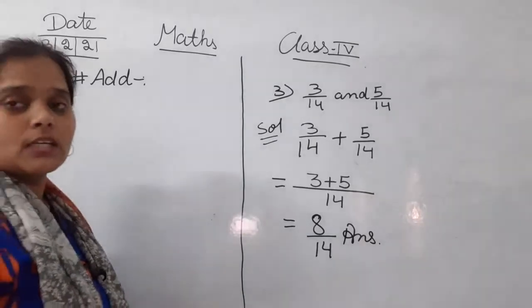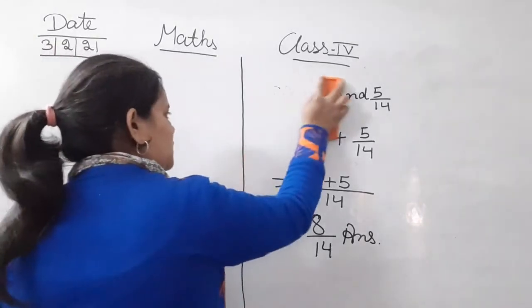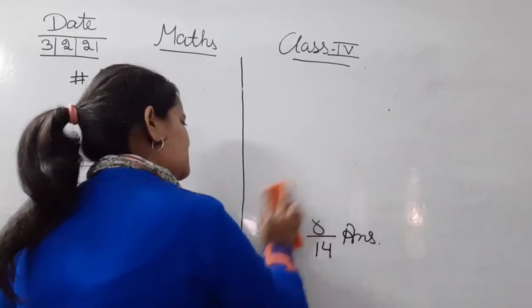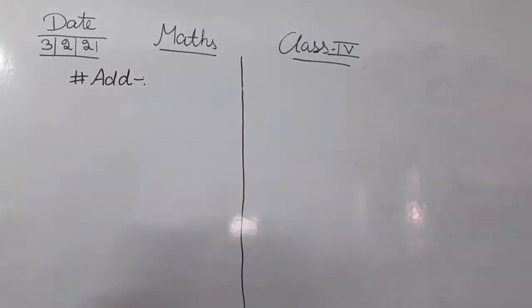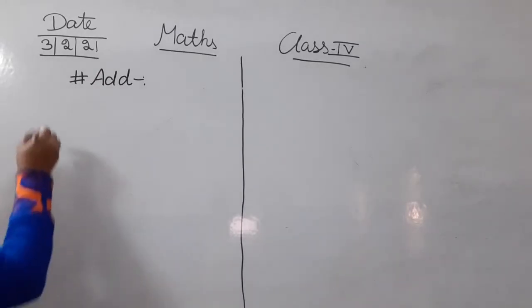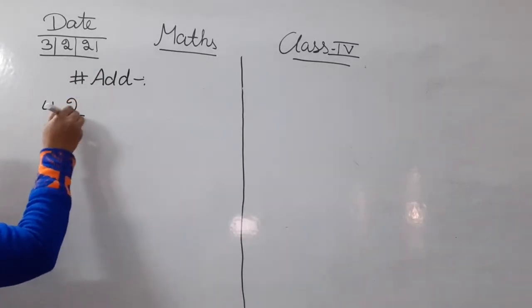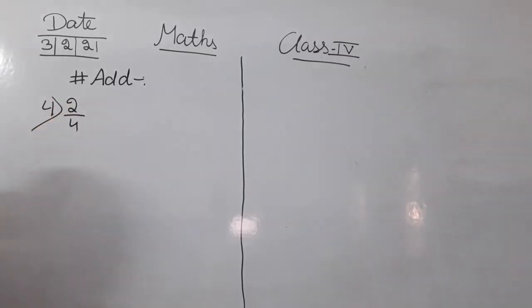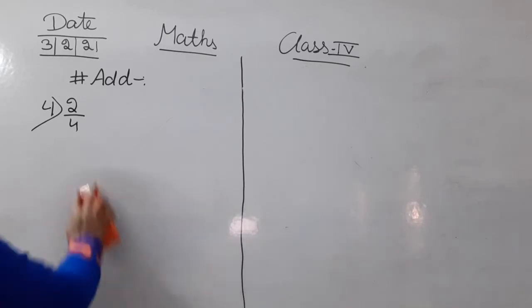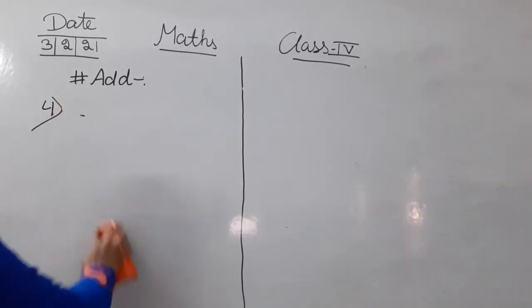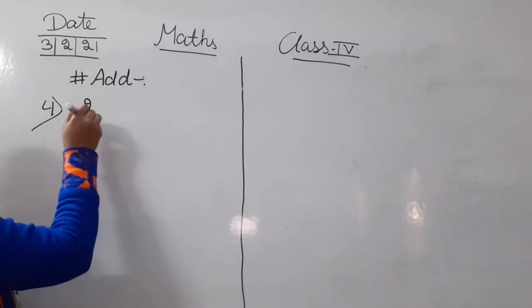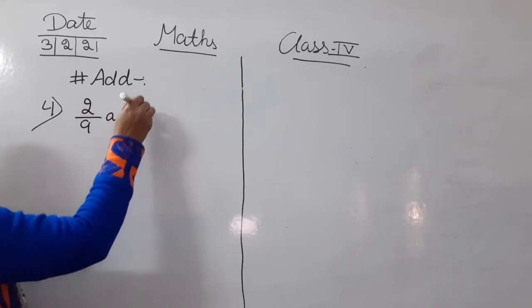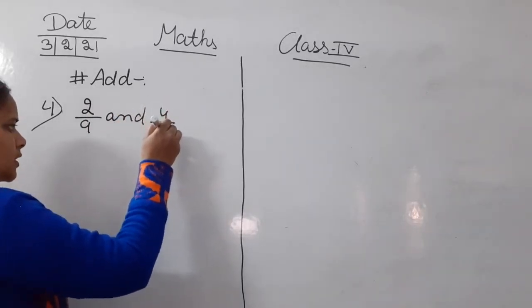Okay, you can pause it here and note it down afterwards. Now moving to the next two parts. The fourth one is: you have to add 2 upon 9 and 4 upon 9. That is 2 upon 9 and 4 upon 9.